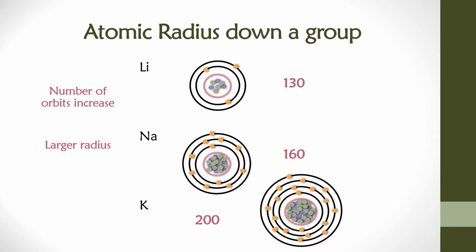So every time we go down to the next period, as we go down the group, we are adding an orbit. Now, when the orbit increases, the radius also increases because now we have a longer distance between the nucleus and the outermost orbit. So that's how, as we go down the group, atomic radius increases.